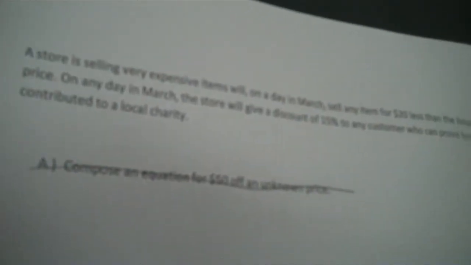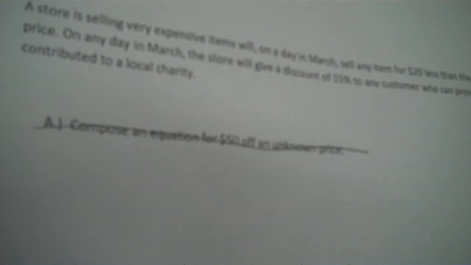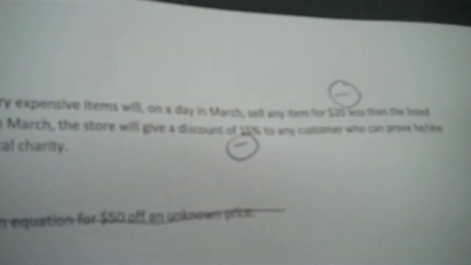Okay, then you have a story problem, but you're not going to do A and you're not going to do B. Okay? It says a store is selling very expensive items. Well, on a day in March, sell any item for $20 less. So that means you get to subtract $20 from the listed price. On any day in March, the store will also give a discount of 15%. That's minus 15% to any customer who can prove that he or she contributed to a local charity. And by the way, get this 50 is wrong. You need to scribble that out and put $20. I screwed that up. $20.